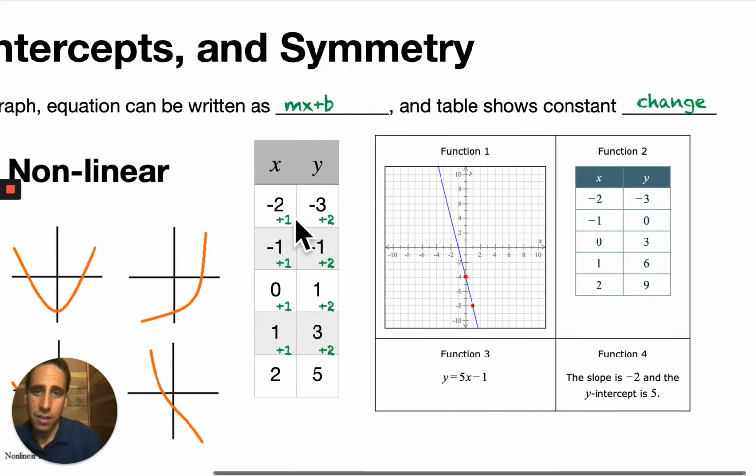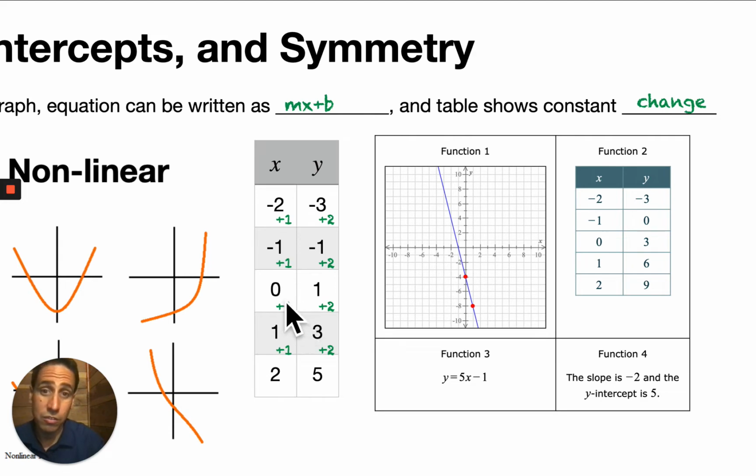So if you take the change in y over the change in x, like that's 2 divided by 1, 2 divided by 1, 2 divided by 1, it's always going to be 2. The slope here for this table is 2. And you can see actually it's 2x, the function that created this is 2x plus 1. Anyway, if there's a constant change on the table, then you know it's going to be a straight line.